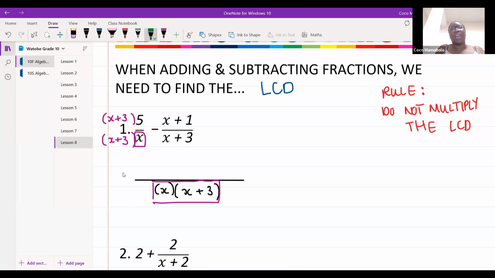Now, guys, have a look over here. Over here, I've only got the x plus 3 part of my LCD. What's missing? Let me know in the chat. What's missing?